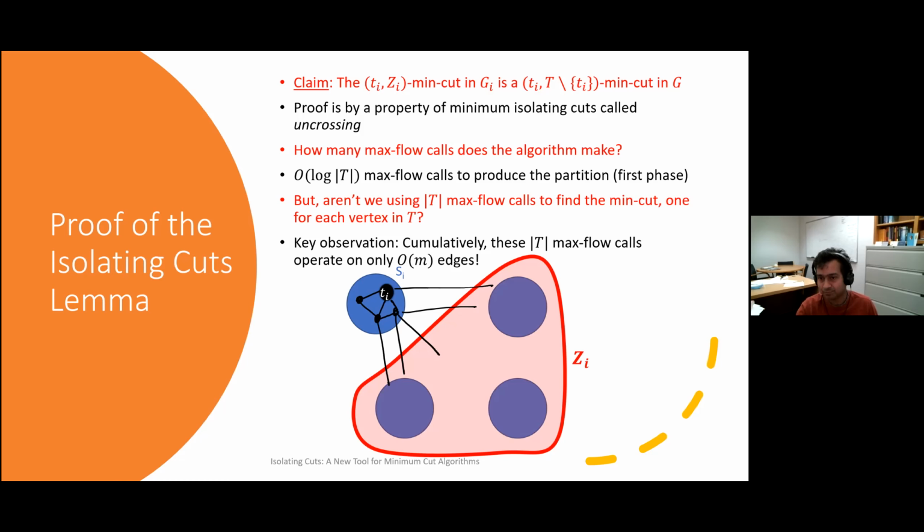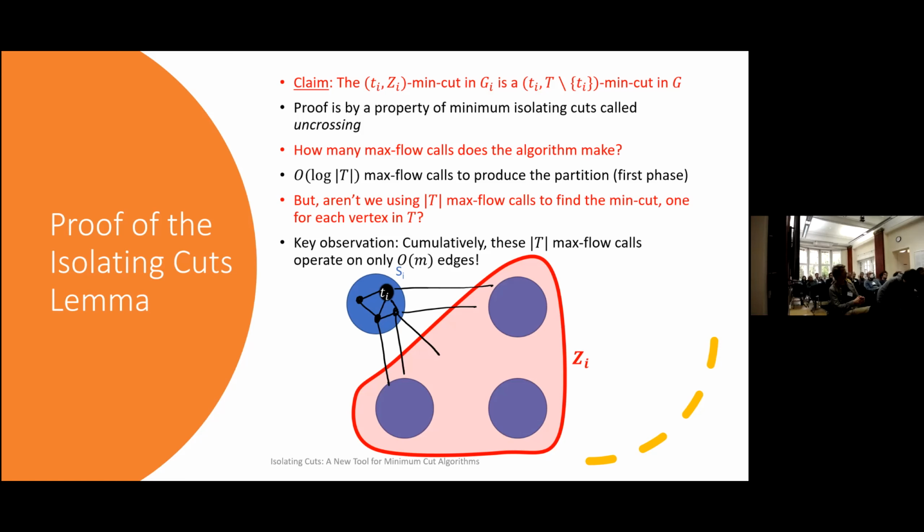So that says that the total number of edges that I'm working with in these max flow calls is no more than 2m. And therefore, effectively, all these T max flow calls run in time that's proportional to a single max flow call, or a constant number of max flow calls. Any questions about this? That's the end of the proof of isolating cuts. And then we'll talk about some more applications.